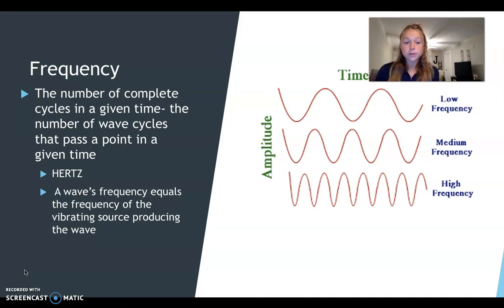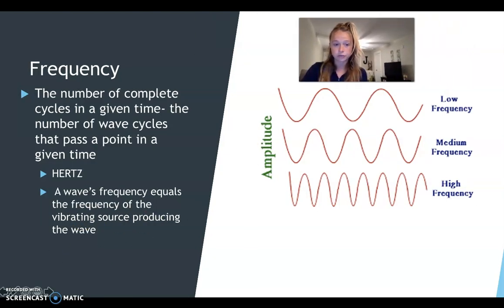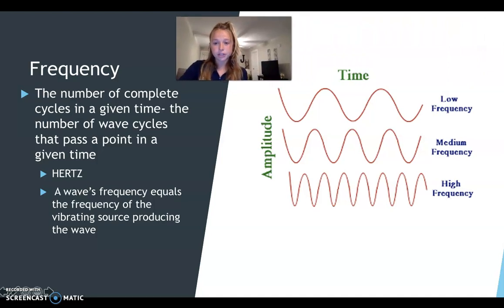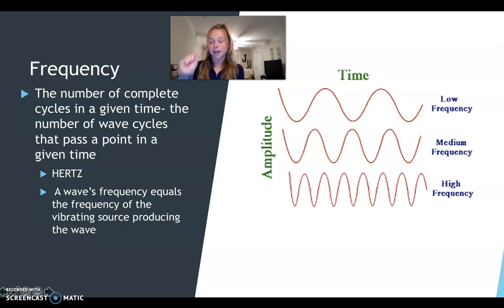Frequency. So frequency is the number of complete cycles in a given time, the number of wave cycles that pass a point in a given time. So we look at this in hertz. That is how we're going to measure frequency. If we look at the picture below at low frequency, medium frequency, high frequency, we can see that low frequency doesn't have as many crests in that given period of time. You can see as your frequency increases, you are going to have more crests in that period of time.